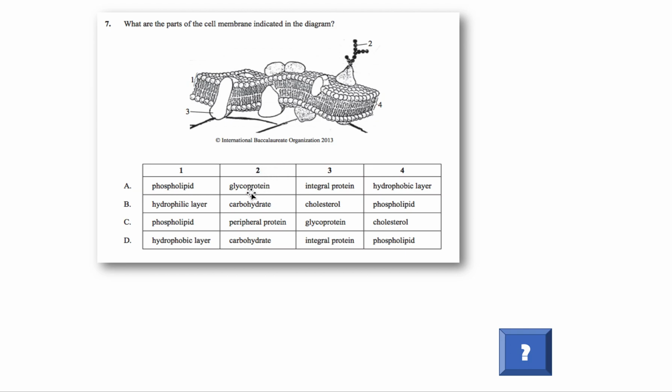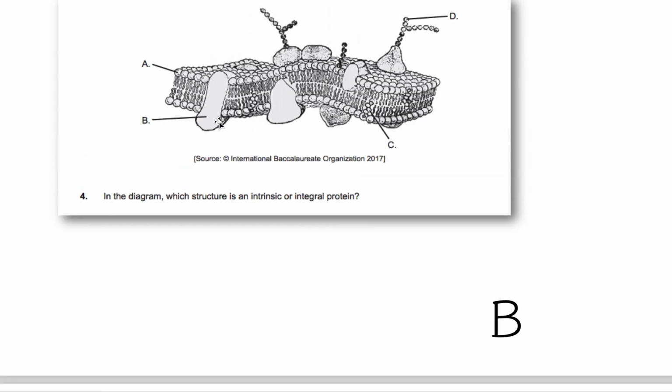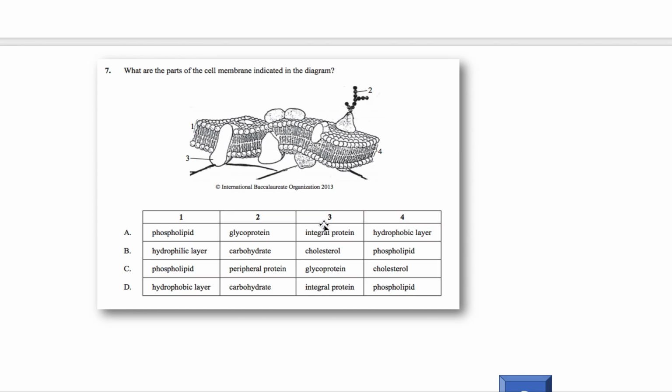So let's see. For 2, the options are glycoprotein, carbohydrate, peripheral protein, or carbohydrate. We know that in this case they are referring to the glycoprotein, because carbohydrate would imply that the first option should be B, a hydrophilic layer, which is not true. We know this is a phospholipid. So it's leaning towards A, but we can confirm it with 3 and 4. Is 3 an integral protein? Yes, we just answered that in the previous question. So far it's looking like it's going to be A. We just have to confirm with 4. Hydrophobic layer: this is the inside layer, the part that doesn't like water. So that is true, and the answer here is A.